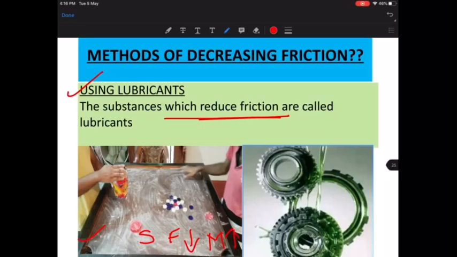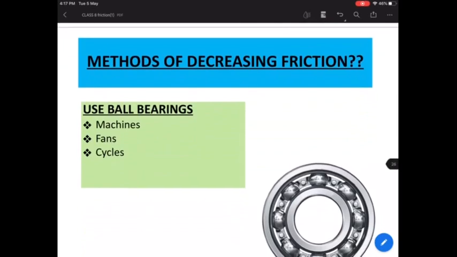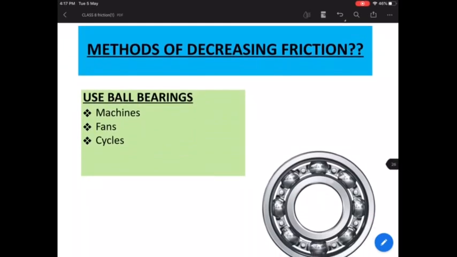So what are we doing by sprinkling powder? We are reducing the friction. What are we doing by applying oil? In the case of machines, by applying the oil, by greasing the machines, we are reducing the friction. So you have to apply lubricants. Understand the importance of lubricant. It can be a 1 mark question and very simple: what are lubricants, or give some examples of lubricants. So by applying lubricants, you can reduce the friction.